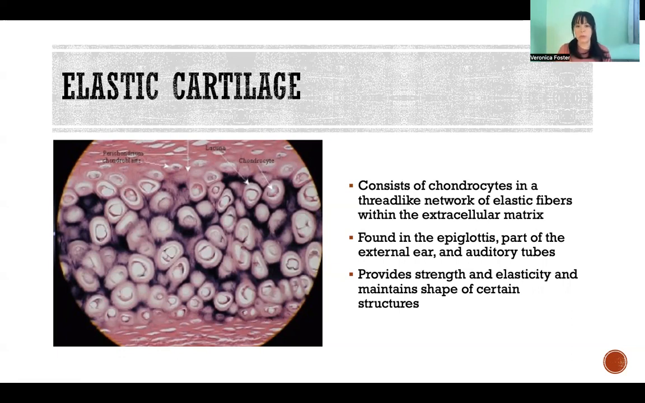So we have this anywhere where we need a structure that is stronger than other types of connective tissue, so more on the solid side, but also elastic and flexible. So we have it in the epiglottis, the part of our external ear, this flexible, stretchy part of the external ear, and in your auditory tubes. That's another name for the Eustachian tubes. So it provides strength and elasticity, but also maintains the shape of structures like the external ear, for example, or the tip of the nose.